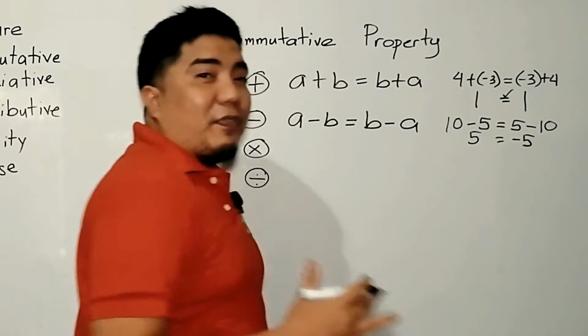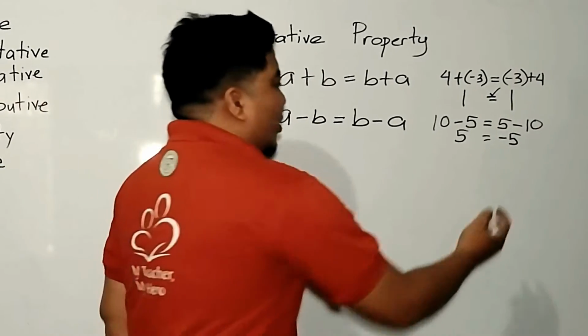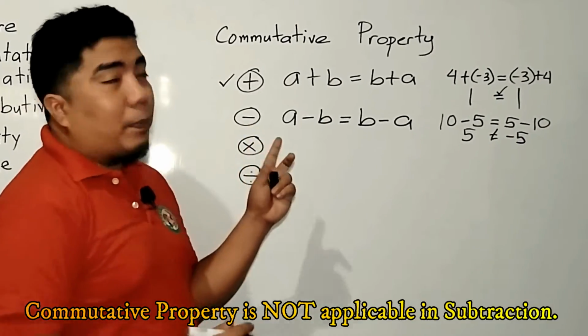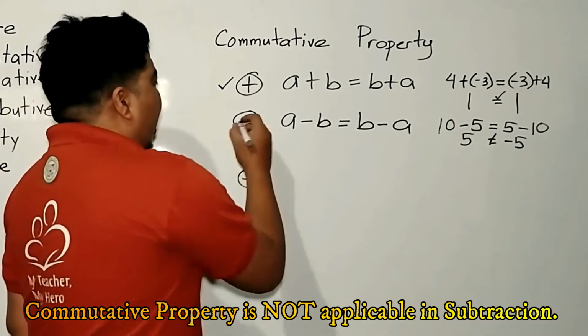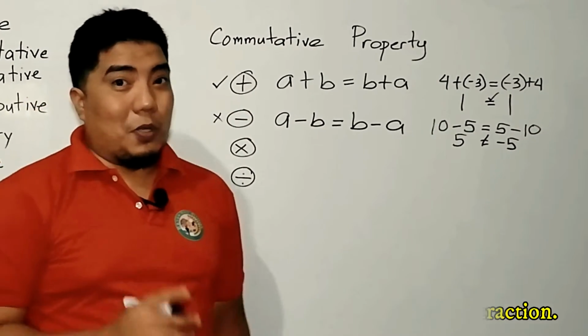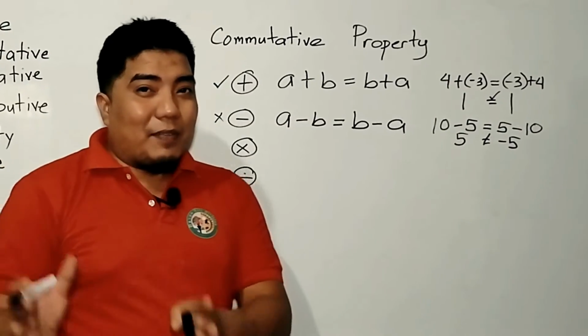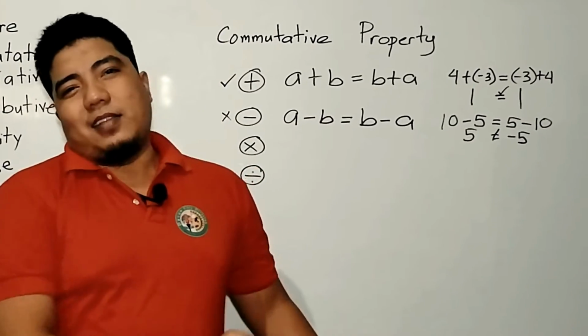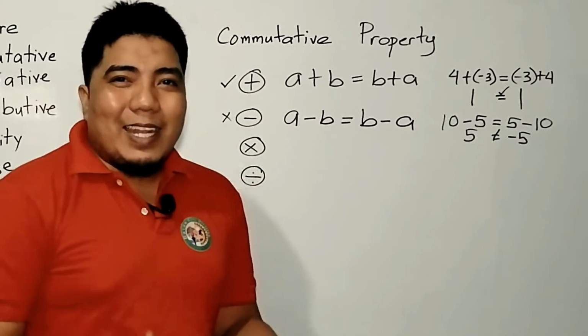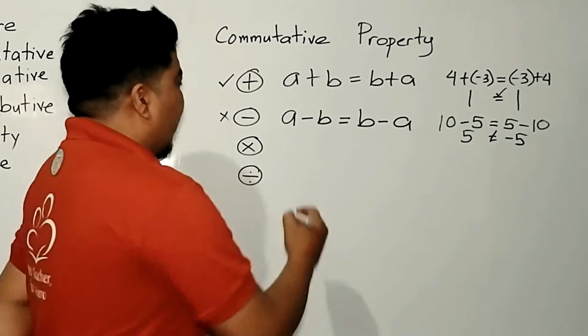And 5 and negative 5 are two different integers. Then we can say that commutative property is non-existent in subtraction. So, we already have the first as addition, but denied in subtraction. Now, let us go to multiplication.